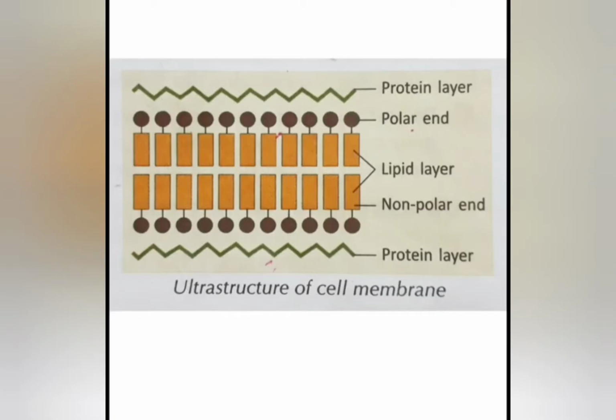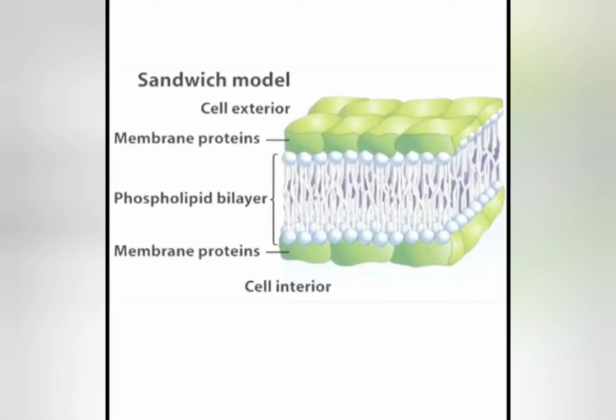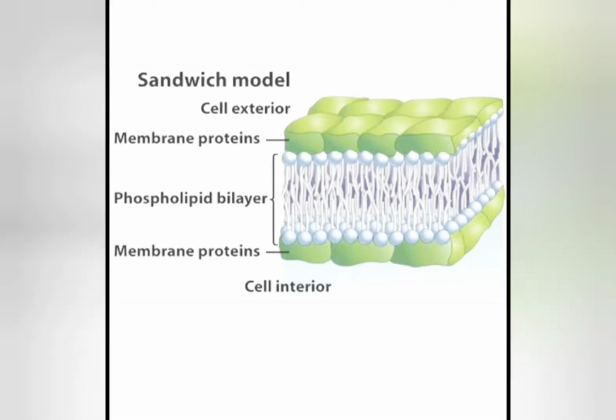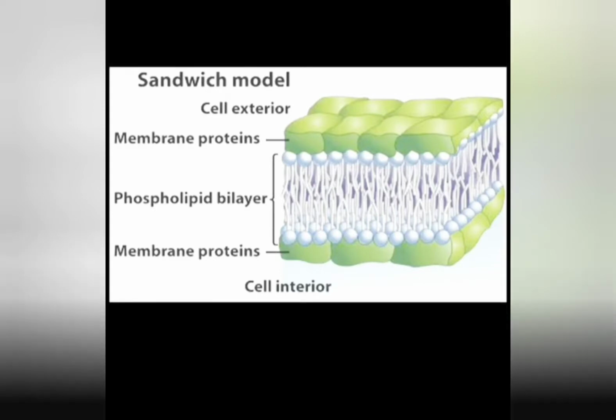Here is another picture for you to understand the unit membrane model by Robertson, which is also known as the sandwich model, because the lipid bilayer is sandwiched between two protein layers. Here you can see the cell exterior and the cell interior on two sides of the plasma membrane. The exterior part is the outside of the cell, and the interior part is the inside of the cell.